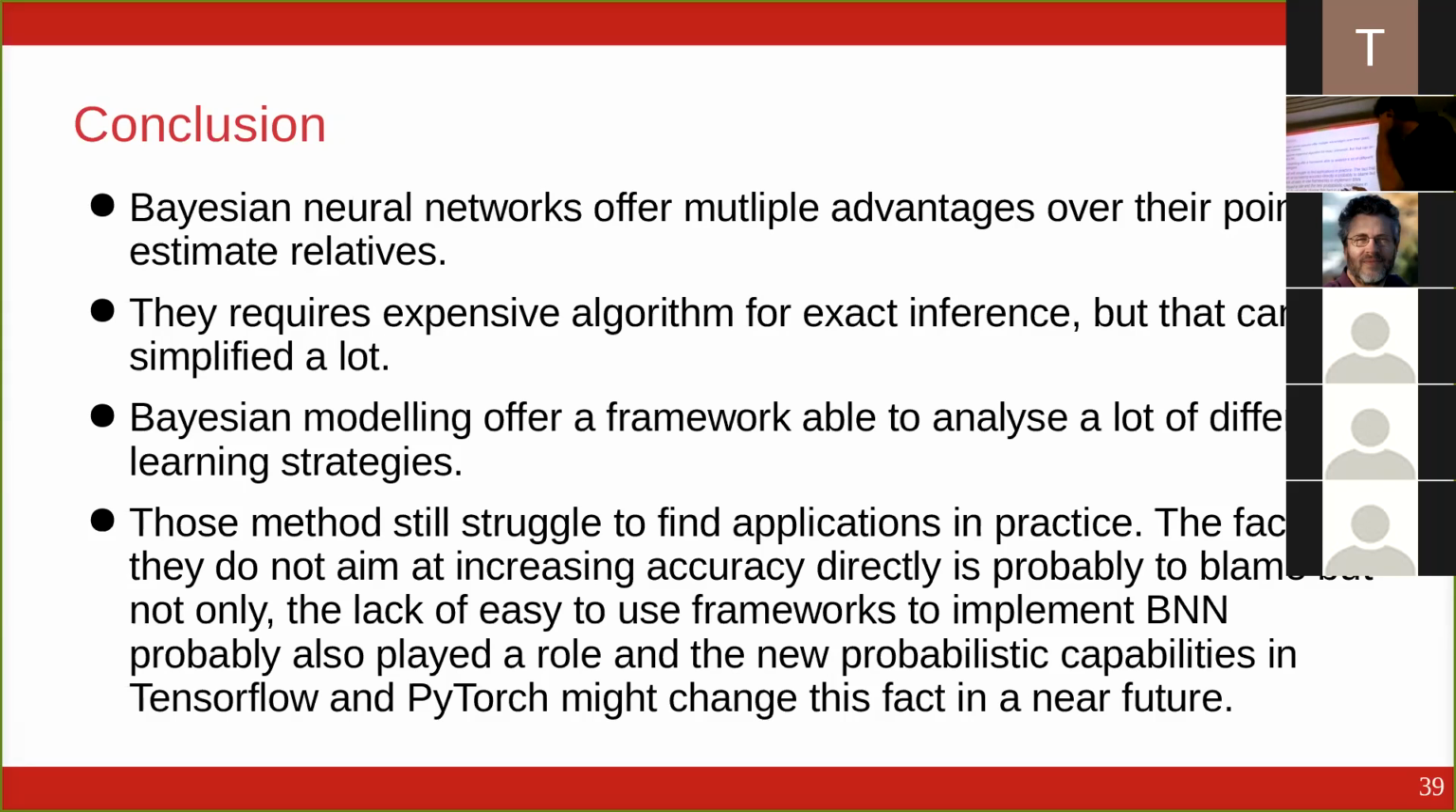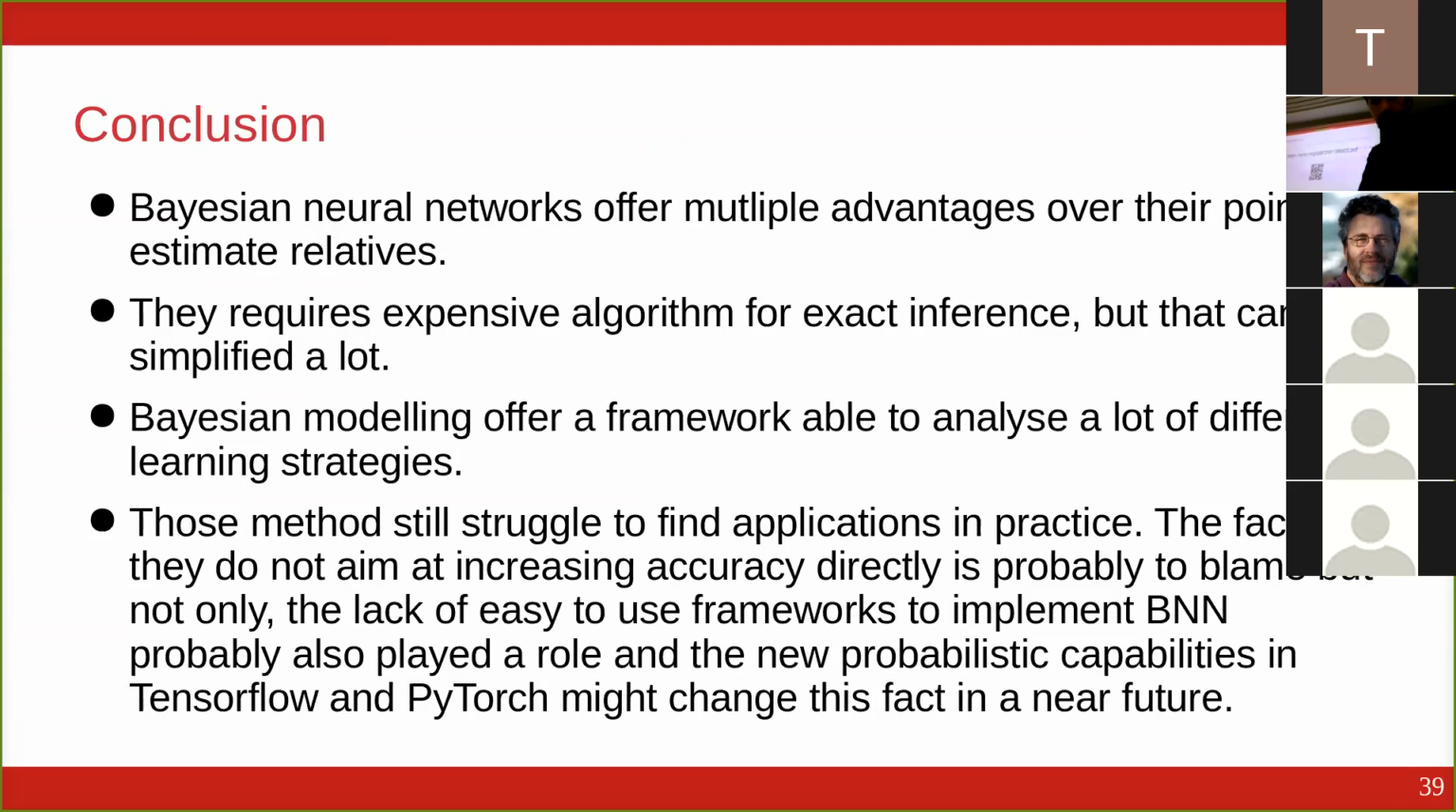Well, I don't agree completely. We showed that Bayesian modeling also allows you to create new learning strategies. And another main problem was mostly that implementing them was hard, but with the new additions to TensorFlow Probability and the Pyro library built on top of PyTorch, that might change in the near future.